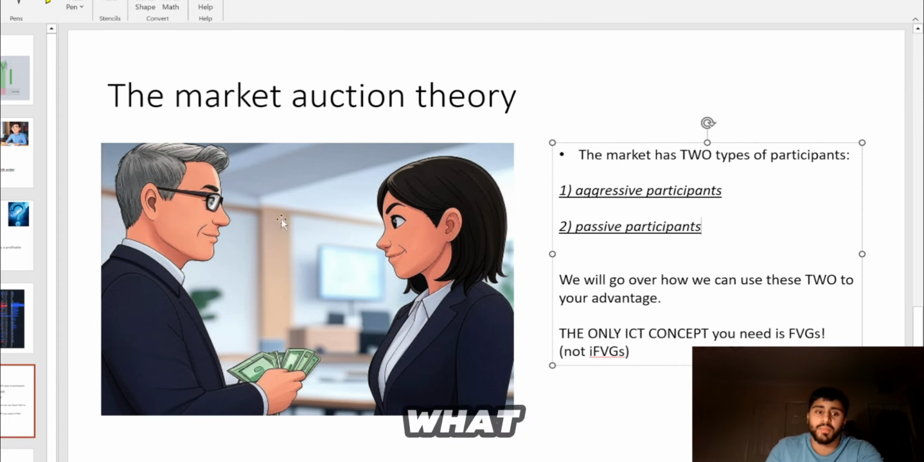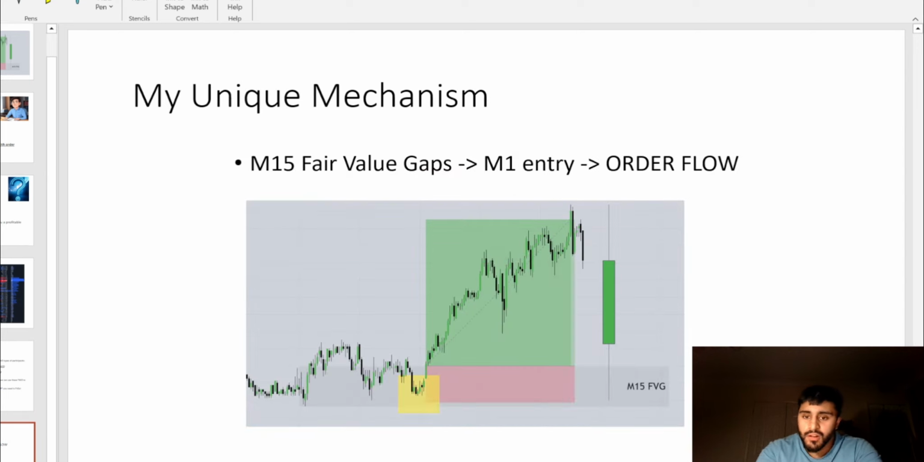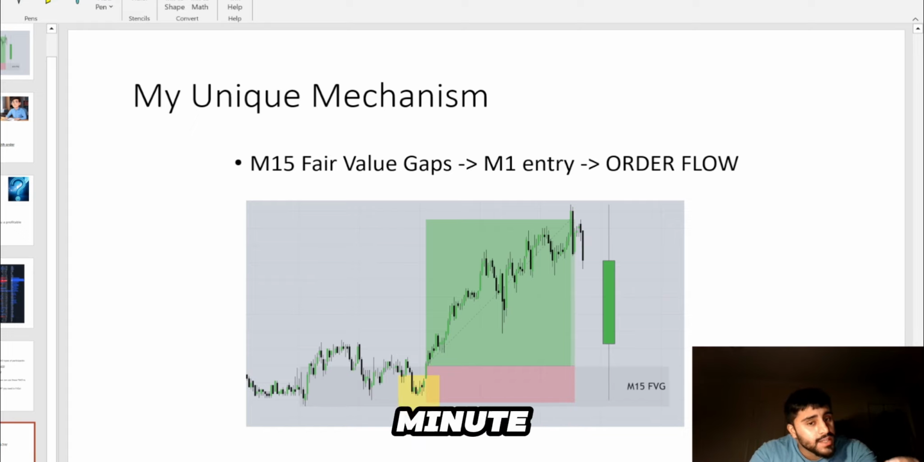So we're going to be understanding what passive participants actually mean, right? So my unique mechanism is very simple, and this is how I trade. I look for a 15-minute fair value gap. I wait for the 1 minute to come into that fair value gap, and then I use order flow to trade properly, right? So let's break this down.